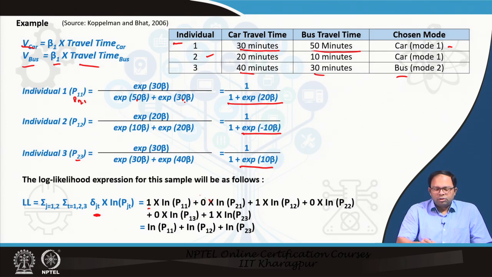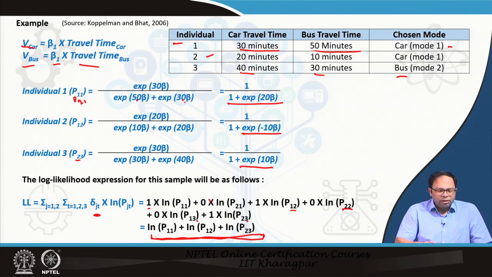So, it is not chosen, so it is taken as 0, and then we do it for the second individual, and then we do it for the third individual. So, here he has chosen the second mode, so it is 1, otherwise it is 0. So, this is the final form, and this is what has to be maximized.